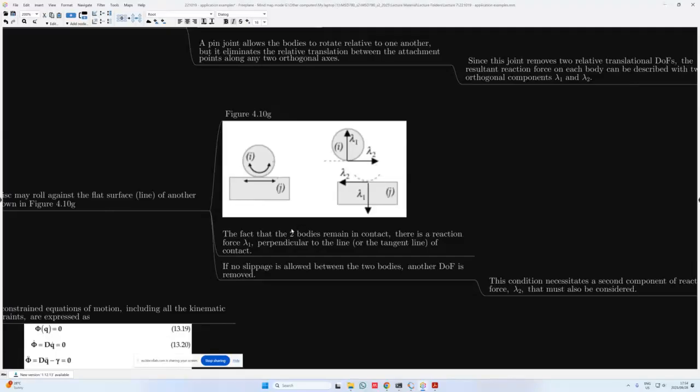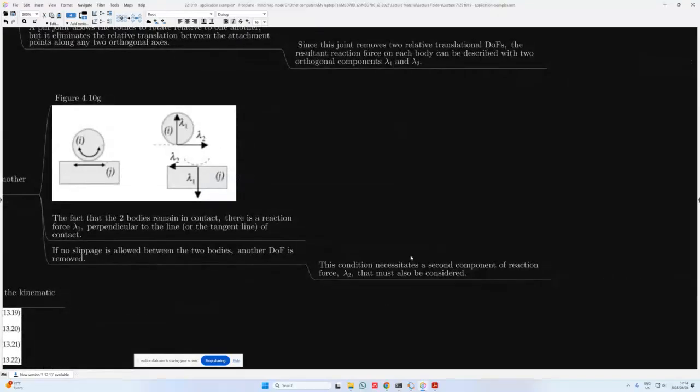So the fact that the two bodies remain in contact means that there has to be that reaction force lambda 1 perpendicular to the line of contact. Furthermore, if no slippage is allowed between the two bodies, another degree of freedom is removed, and this condition necessitates a second component of reaction force, lambda 2, that must also be considered.